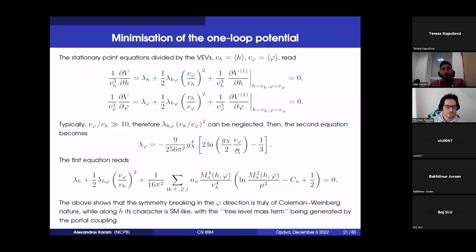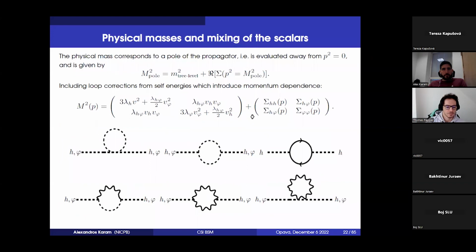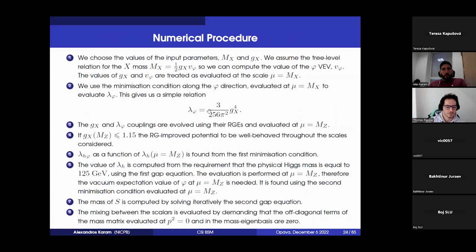So if this is mx, then this is 1. So all of this is 0. And then it's just this multiplied by -1/3. So we get this simple relation. Then we evolve gx and lambda var-phi from mx back to mz.